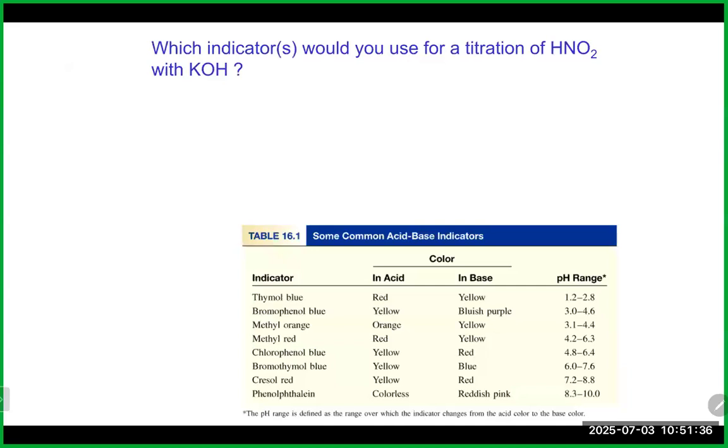So here's another table of some indicators and the pH range in which they work over. They do have different colors in acidic and basic. So one last question here. What indicator would be a good one for nitrous acid and KOH? Which indicators on this list might be appropriate to use in this titration? So take a moment or two and think of which ones would be good.